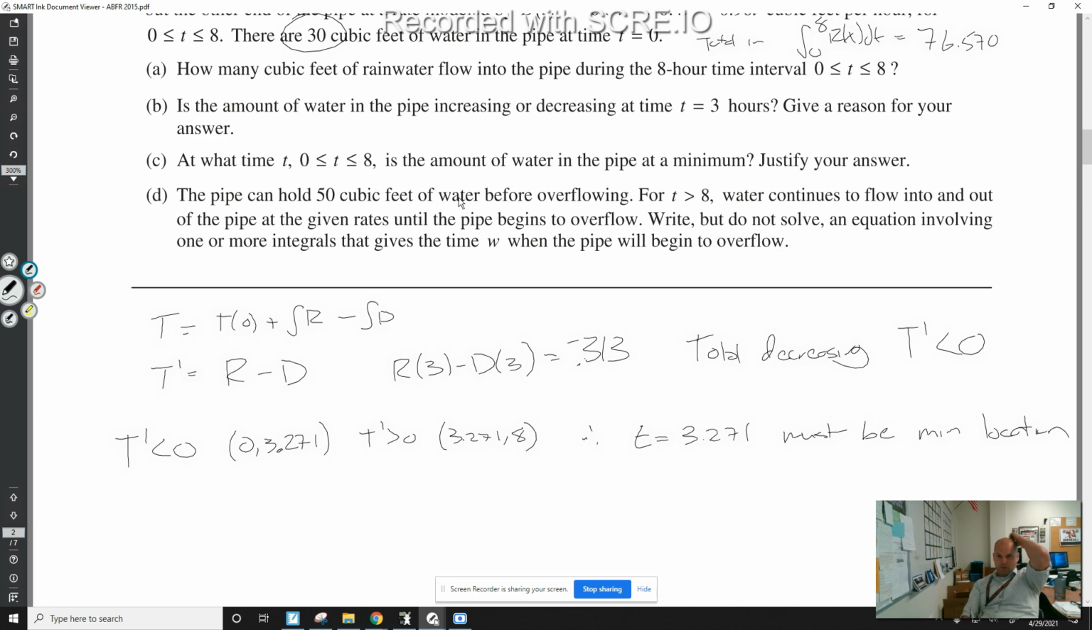Pipe can hold 50 cubic feet of water before overflowing. For T greater than 8, water continues to flow into and out of the pipe at the given rates until the pipe begins to overflow. But do not solve an equation involving one or more integrals that gives a time W when the pipe will begin to overflow. I don't even know how much water's in the pipe at T equals 8. Okay.